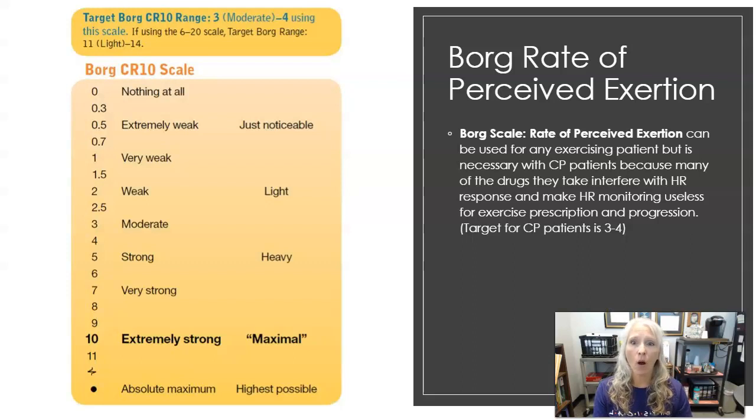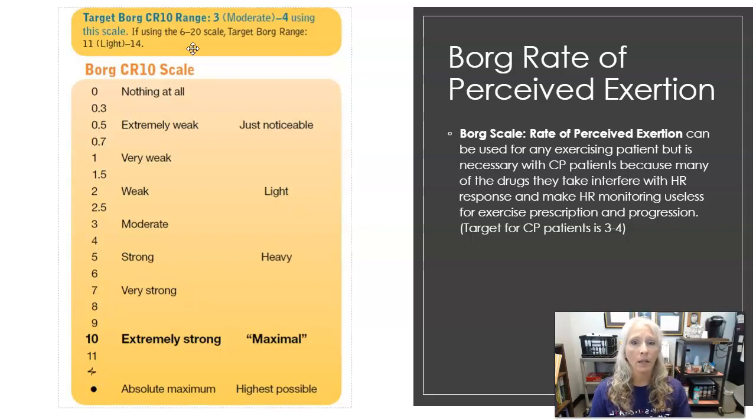Okay, back to our perceived exertion scale. We have found that anytime you have cardiopulmonary patients that are on drugs like beta blockers and some of those other types of medications that interfere with being able to use their maximum heart rate as a measure of exertion, we have to use something different. So that's what Borg's rate of perceived exertion is about.